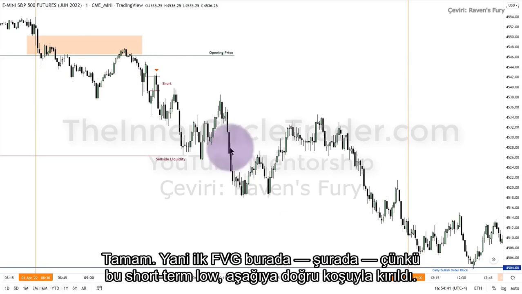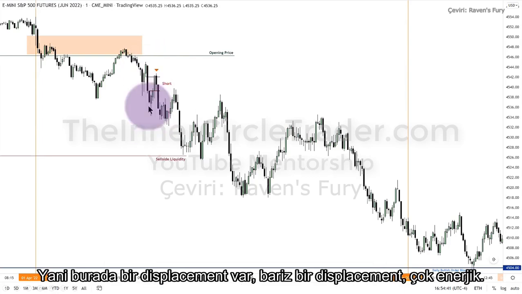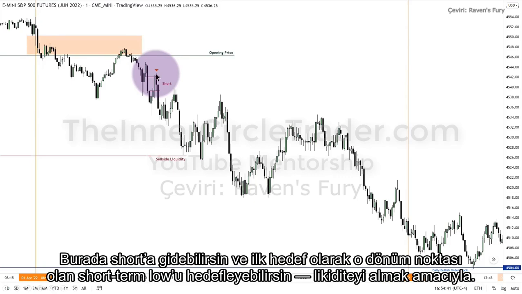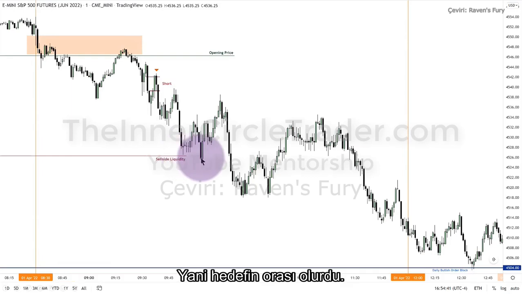All right, so the first fair value gap here, right there, because we have this short-term low broken with the run lower. So there's displacement there, obvious displacement, very energetic. And we have this candle's high, this candle's low, and the market returns back up into it. You can go short there and look for what's the first objective, that fulcrum point, that short-term low. Aim for the liquidity, so your target would be there.